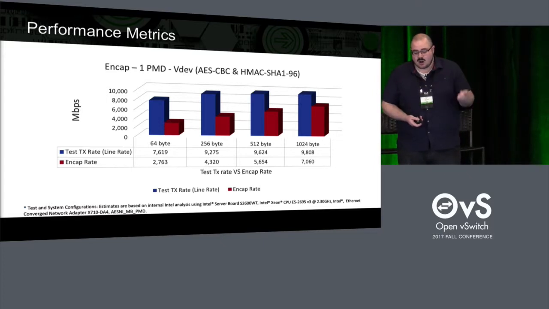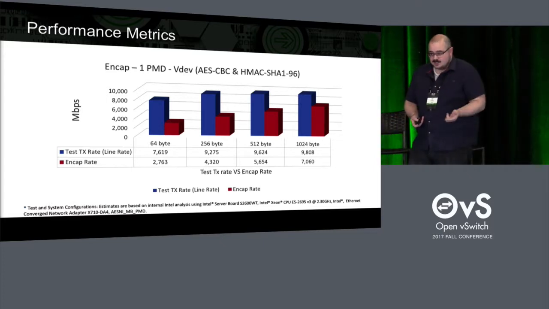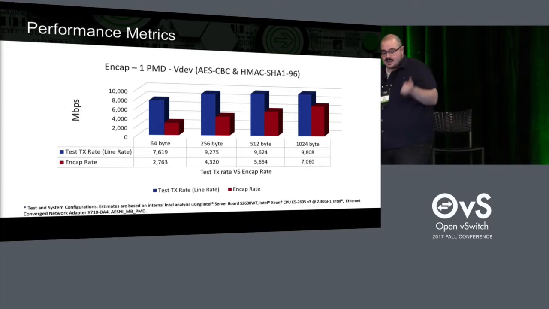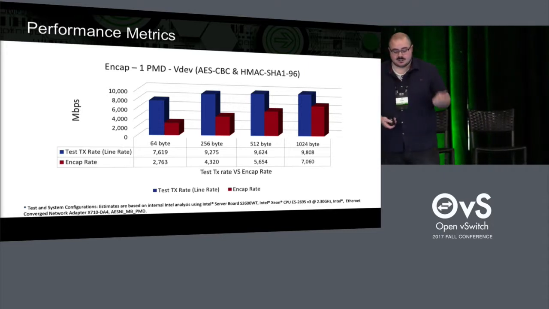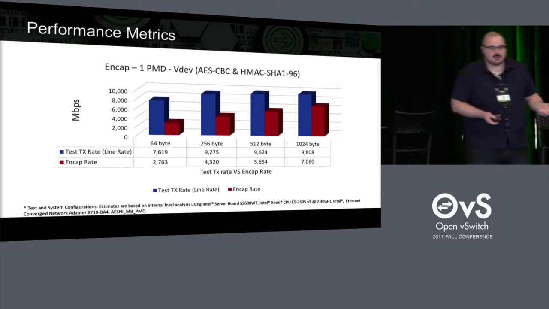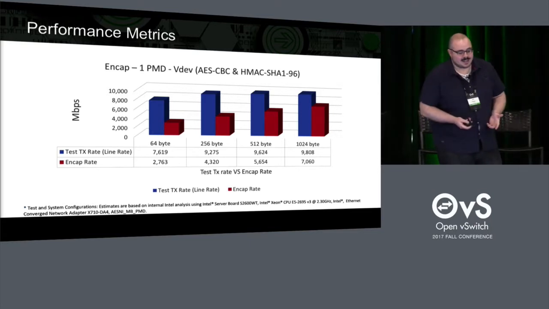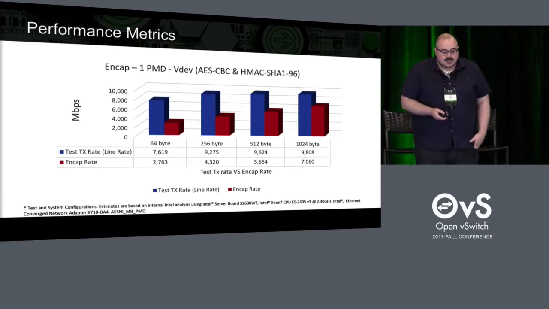So we were doing one operation to do the ciphering, using AES-CBC. And then we had to do a second operation for HMAC-SHA-196. So this was really just to stress out the system with one PMD. I wanted to see what I could get out of it. And in the blue, we have the TX rates. We're trying to get line rate in. And then in the red is just the NCAP rates we're getting out.